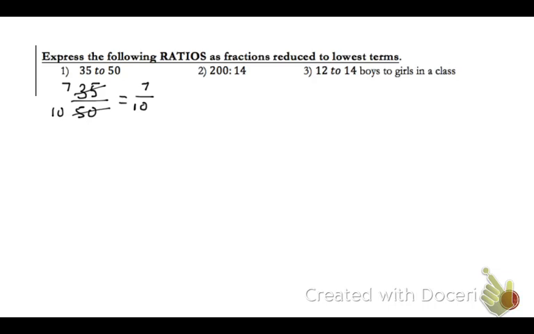Now 200 to 14. Sometimes you will have a bigger number as your numerator, and that's okay. So then we can just do what we did on number 1. We think of a common factor for both of them. Well, they both can be divided by 2. So this will reduce to 100/7, or the ratio 100 to 7.